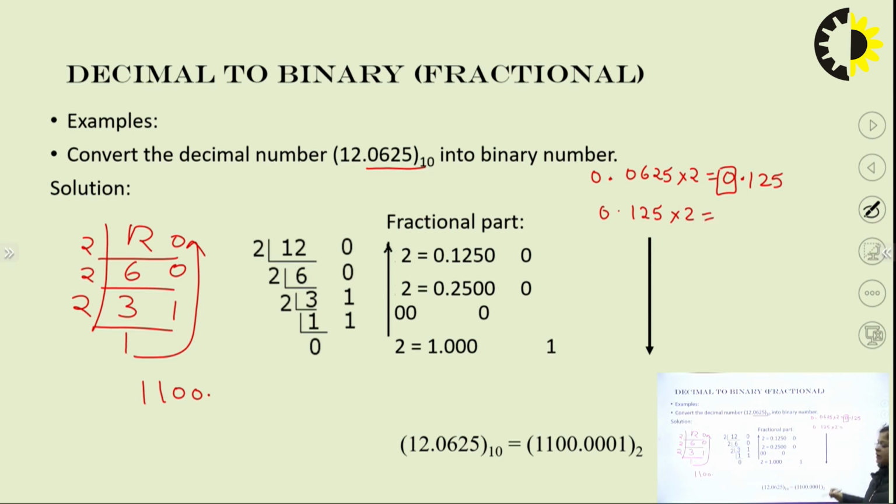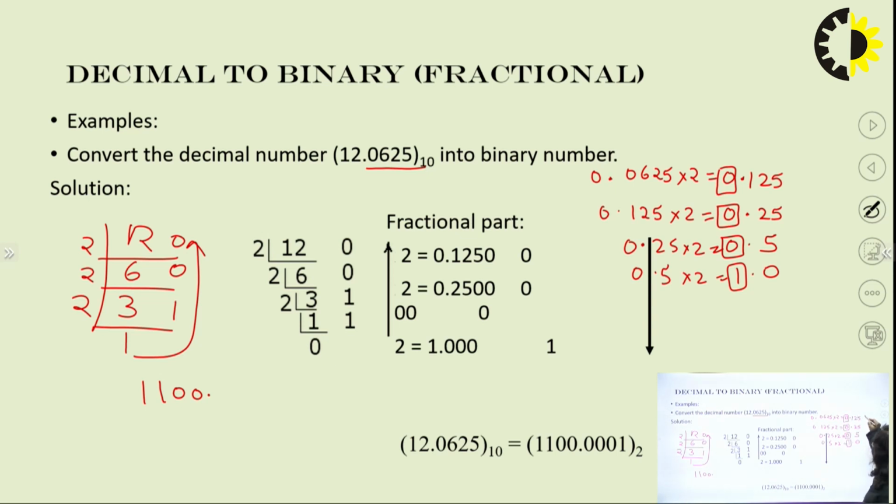0.125 multiplied by 2 is 0.25. Again we retain the integer part and further multiply 0.25 by 2, that is 0.5. Again preserve the integer, and 0.5 multiplied by 2 is 1.0. Once the fraction part becomes 0, we stop, and if the fraction part continues, then we will go for 4 to 5 steps and then we stop.